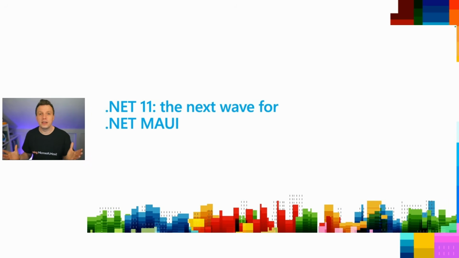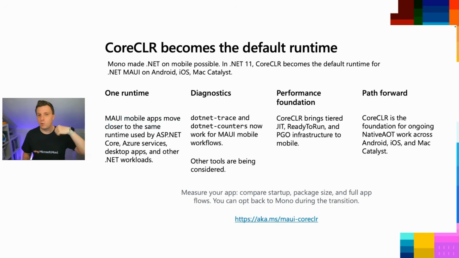So then, what is next? What comes after this? .NET 11, the next wave for .NET MAUI. Well, this is a big one, and we tweeted this out. I sent this out, and it's one of those not very glamorous things that are very visible, but CoreCLR becomes the default runtime. So that means until now, on iOS and Android, and macOS, we were still running on the Mono runtime, right?